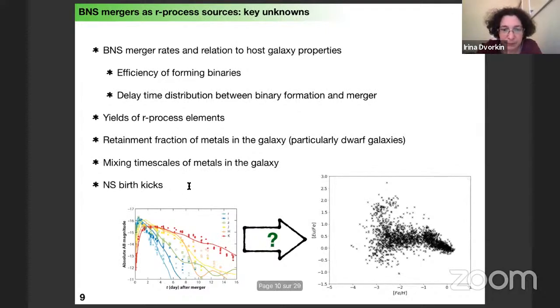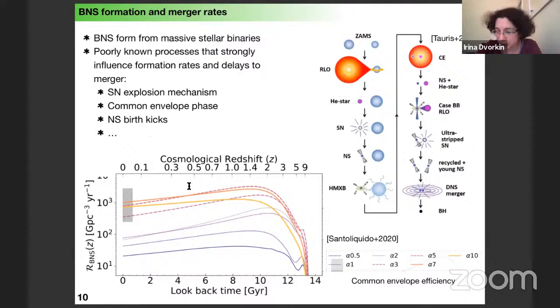So just some words on the formation and merger rates of binary neutron stars. This is just to make an impression that this is an extremely complex process. I want to go through this diagram, but basically you start with two massive stars. They go through a bunch of events in the lifetime of the binary, and in fact, it depends on a lot of effects that are not very well understood to this day.